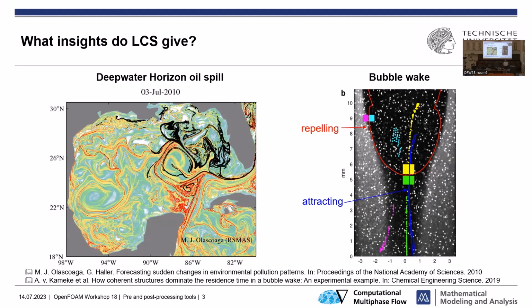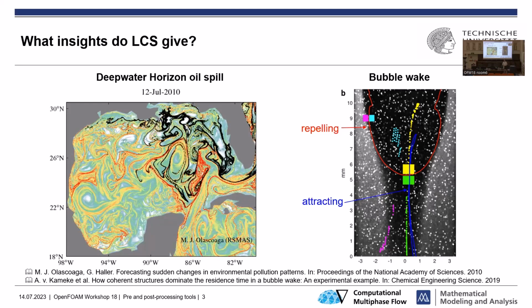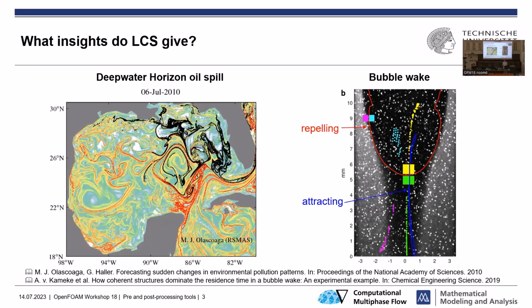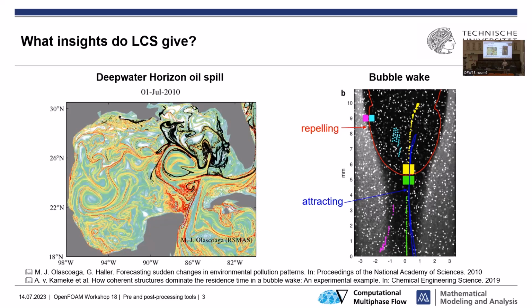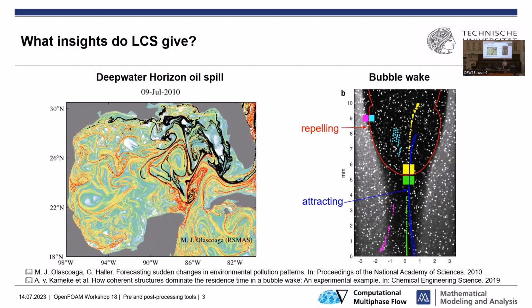And another example is the bubble wake, which was investigated by Alexandra von Kameke and her colleagues at HB Hamburg. She looked at the rising bubble, the Taylor bubble, and wanted to know if there are coherent structures arising in the wake of this bubble.